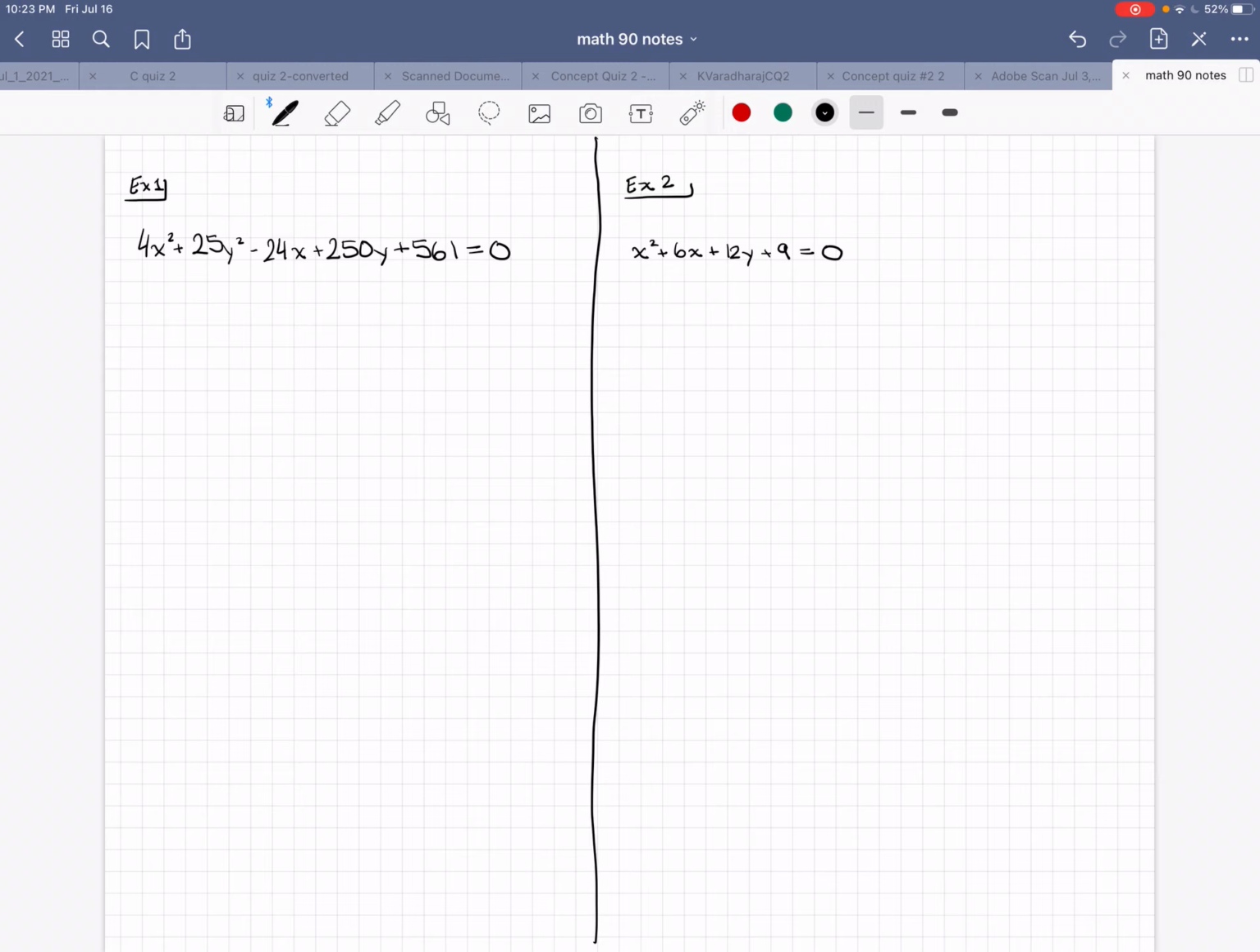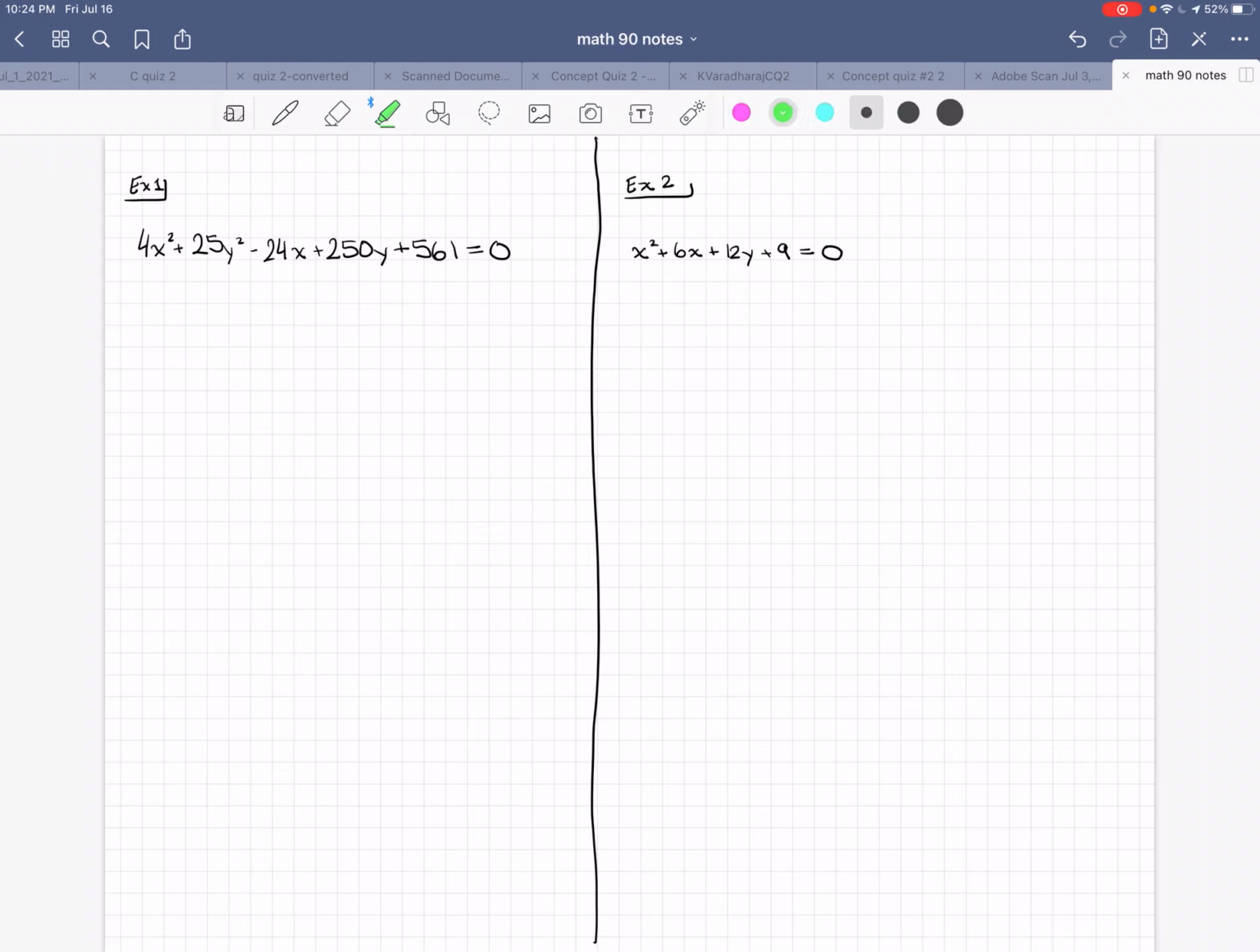So remember, whether it's a hyperbola, a parabola, or an ellipse, it's all about perfect squares. So what we will do is group together all of the x terms and all of the y terms and use our skills at completing the square to go from there. So let's start with the first example here.